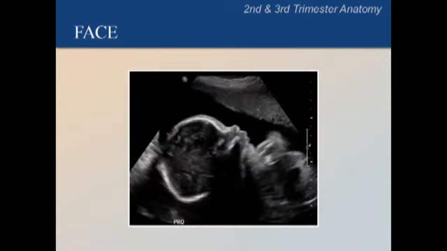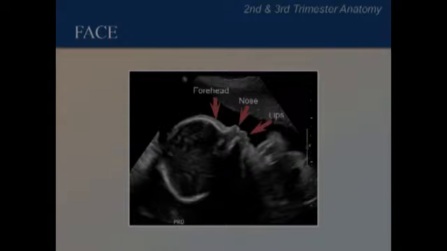Here is what the face looks like in an older fetus in profile, which is called a sagittal image. Can you see detail in the fetal face? Here we have labeled the forehead, nose, and lips.